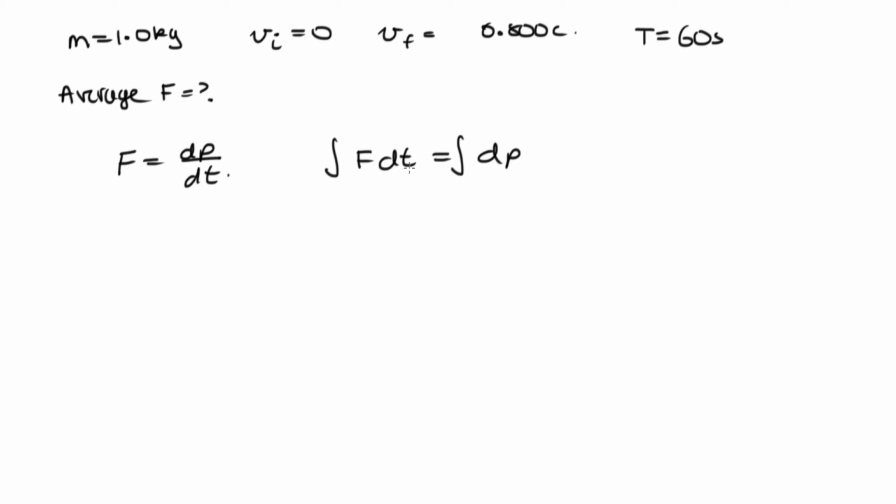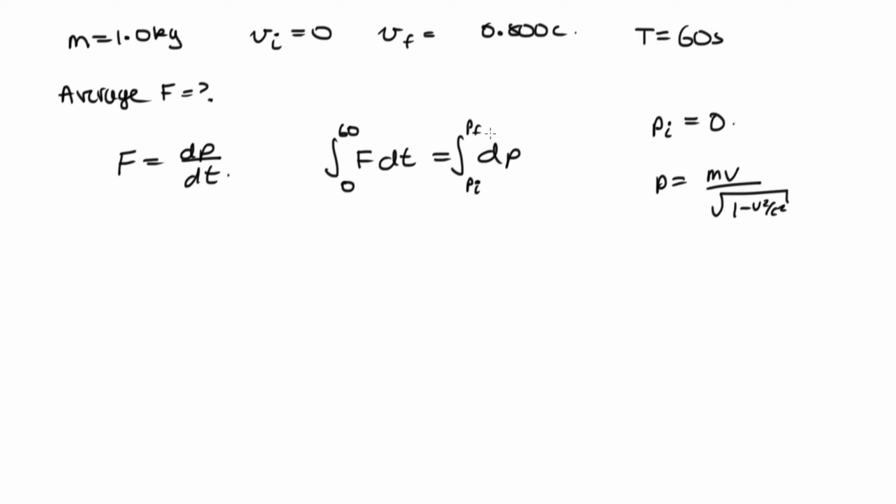Now for the time, this side's integrated in terms of time, we have 60 seconds. So we're going from time equals 0 up to 60 seconds. With this side, we're integrating in terms of momentum. So we're going from the initial momentum to the final momentum. Now the initial speed is 0, so the initial momentum is going to be 0 because momentum is given by mv over the square root of 1 minus v squared on c squared, which is 0 when v is 0.